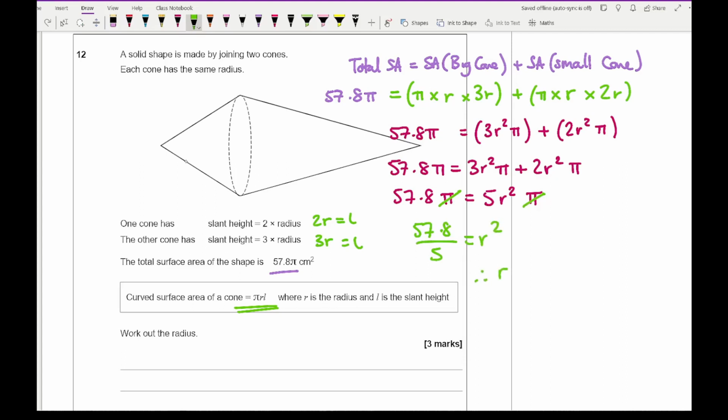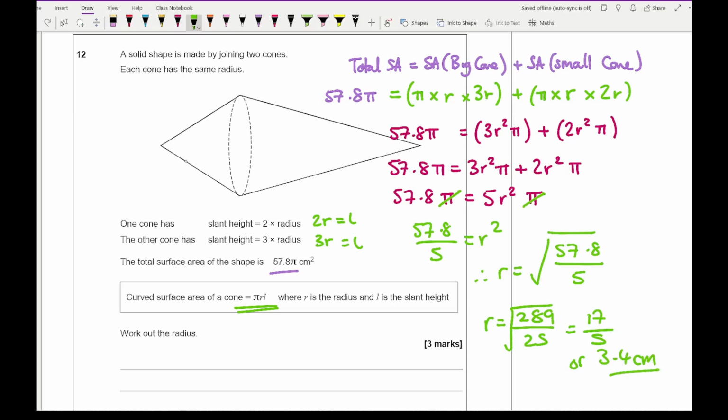So therefore r equals the square root of 57.8 divided by 5. And if I type that all into my calculator, I get the square root of 289 over 25, which gives me an answer of 17 over 5, or as a decimal, 3.4 centimeters. So any of those would be absolutely fine.